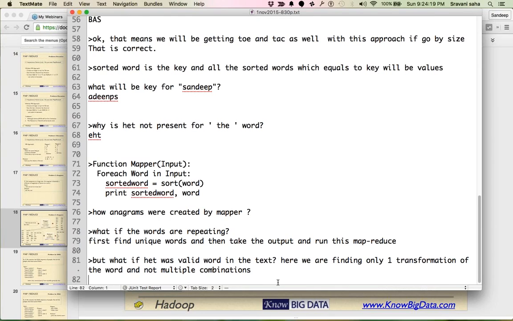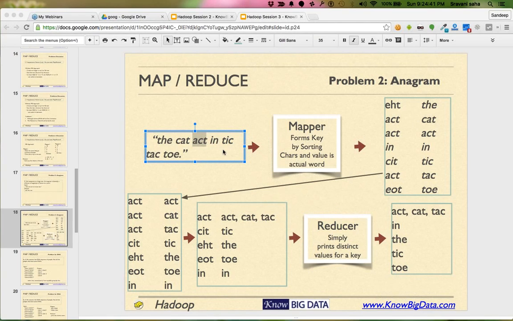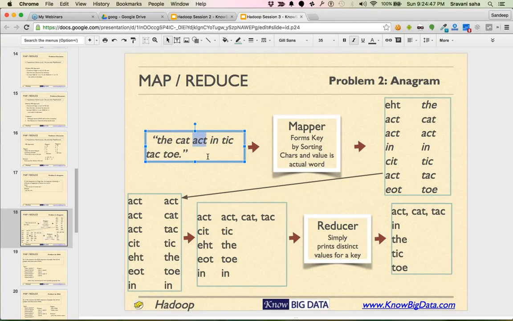There is a good question from Ganpati. What if HT was a valid word in the text? Here we are only finding one transformation of the word and not multiple combinations. It could be multiple combinations, why not? Let's have a look at it. Act is a valid word, right? Act is a valid word. You can see that. So there is nothing wrong in that.